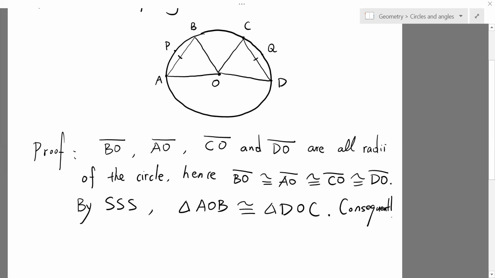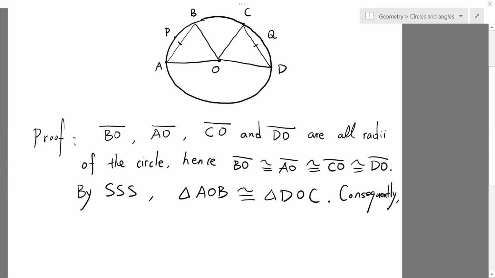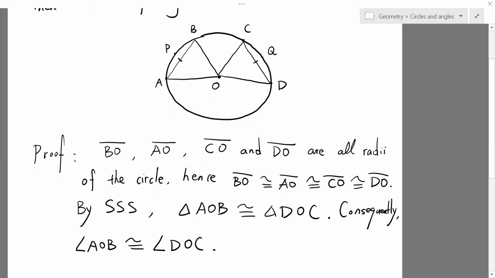the corresponding angles AOB and DOC are congruent to each other, since the measure of the arc, the minor arc APB, is precisely the measure of the central angle AOB. And similarly, for the relation between the arc DQC and the central angle DOC, we are done with the proof.